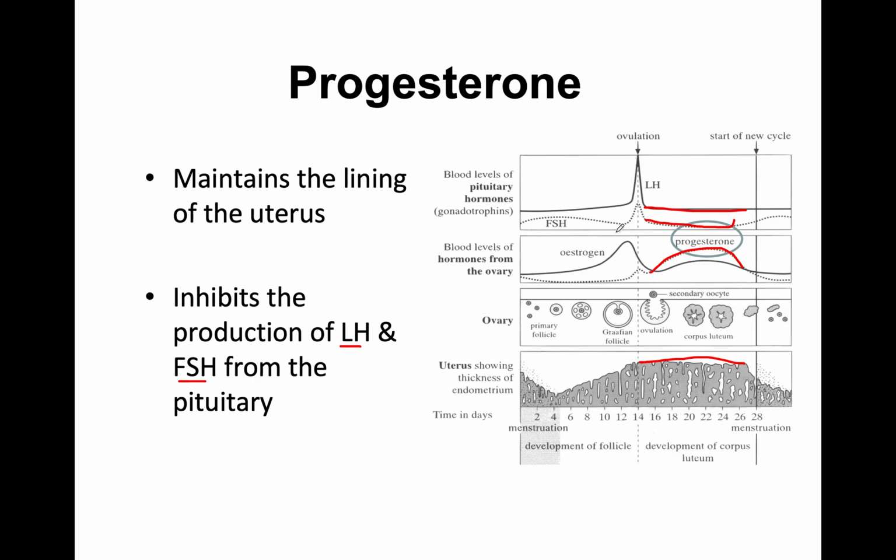This is to prevent further follicles from developing and further ovulation, because the progesterone's role in maintaining the thickness of the endometrium is to allow implantation to be successful. It wouldn't be sensible if a second Graafian follicle ruptured to release a secondary oocyte during that time.